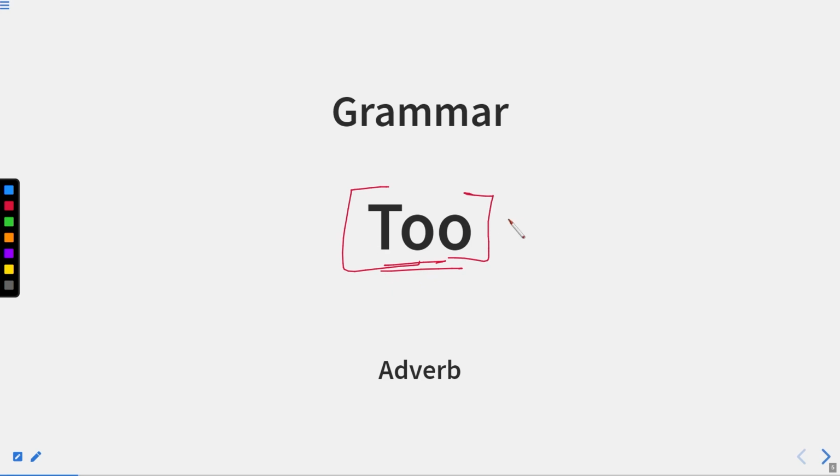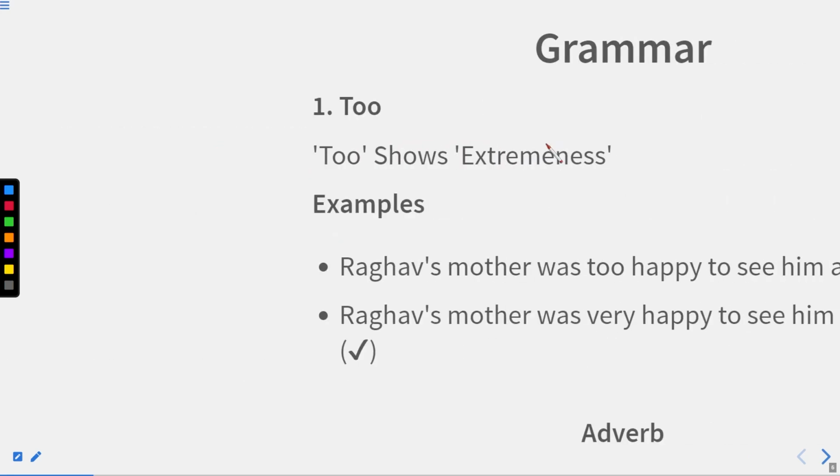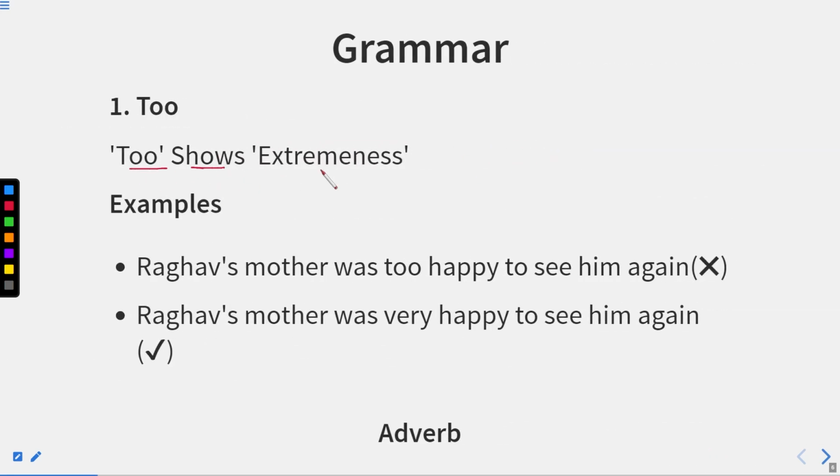T-O-O, this is an adverb. Now, you must have heard another word, that is T-O. T-O is basically a preposition, not an adverb, which indicates direction to us. Well, that we will discuss in the chapter of preposition. In this session, we are going to discuss T-O-O. This too is an adverb basically. Now, what does this too mean? So, too shows extremeness. When something is extreme, that is too.